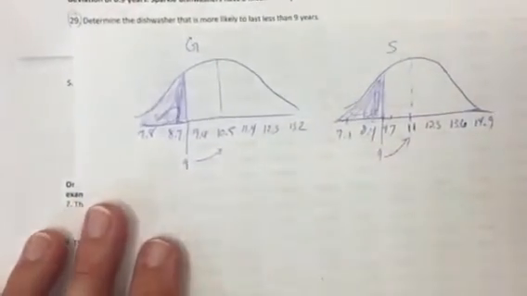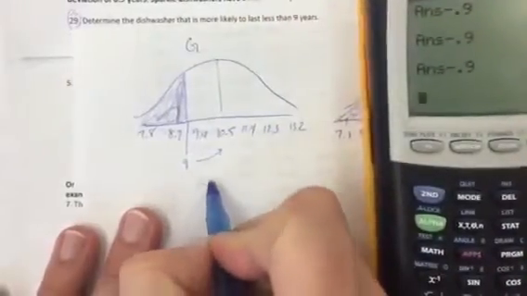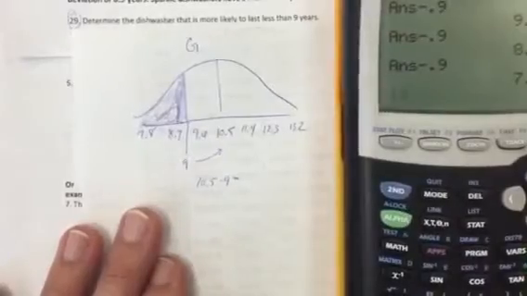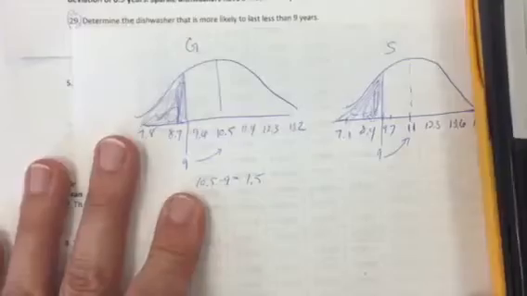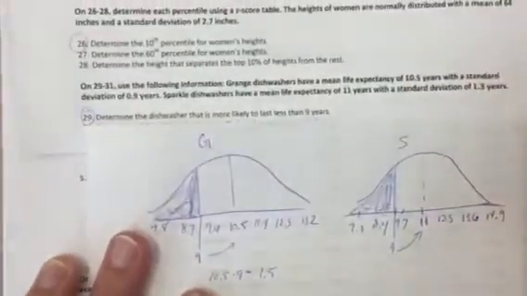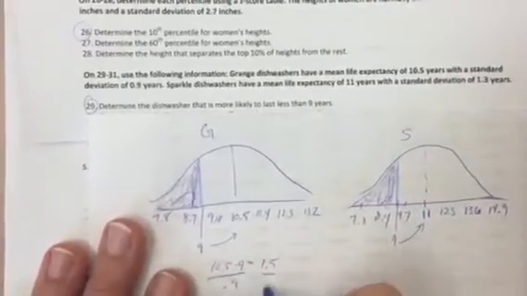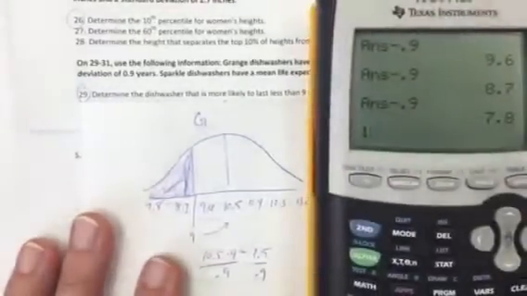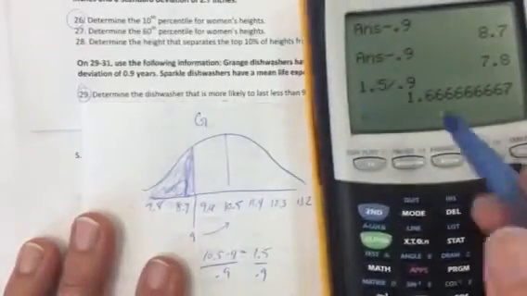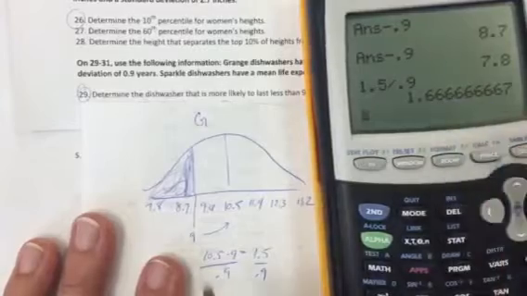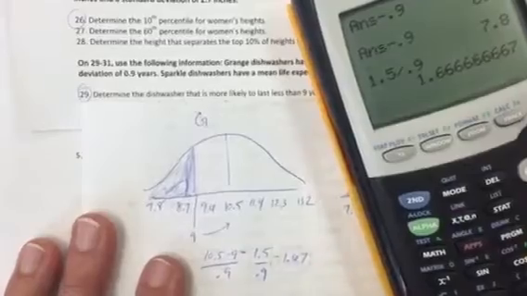So 9 away from 10.5, right? So 10.5 minus 9 equals 1.5, but that's how far away it is. How many standard deviations away it is depends on what the standard deviation is. And for Grange, that's 0.9. So we divide by 0.9, right? So 1.5 divided by 0.9 is 1.6. And remember with z-scores, we round to the nearest hundredths. So that's 1.67. That's the z-score for Grange.